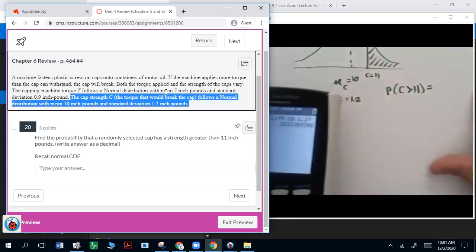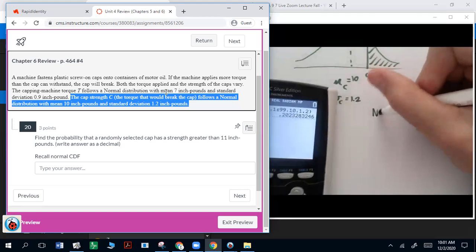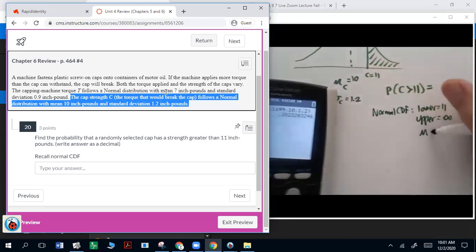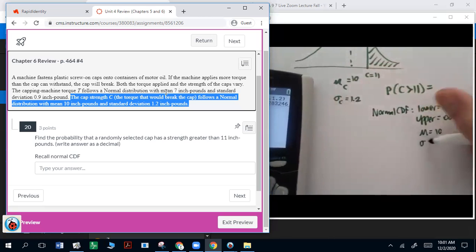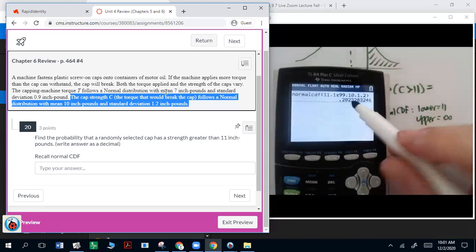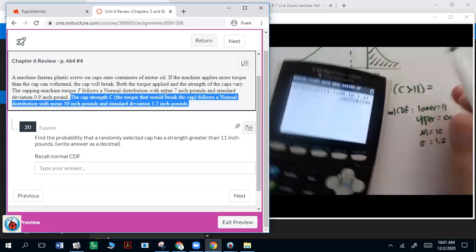So for work, we would say normal CDF. Our lower is 11. Upper is infinity, it goes on forever. Mean 10, standard deviation 1.2. We put those inputs in and we say it's going to be about 0.2023.